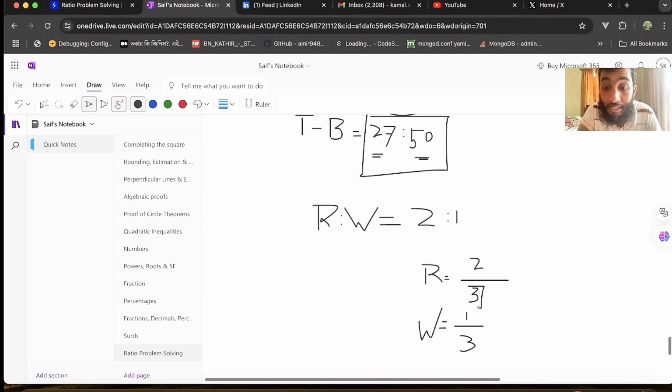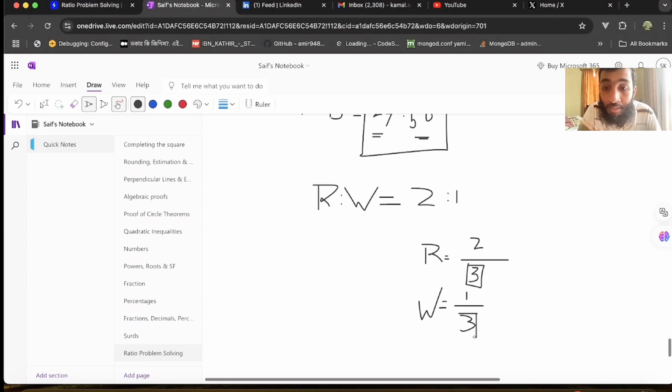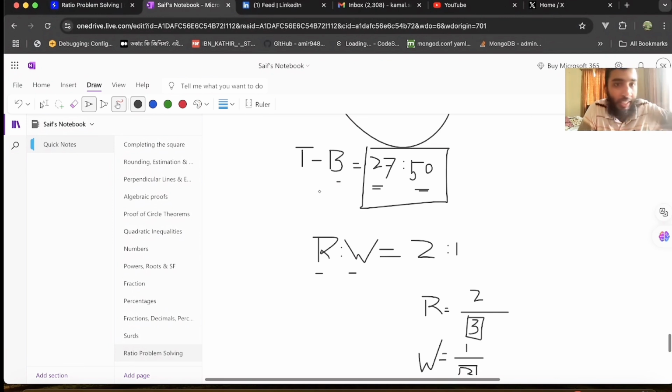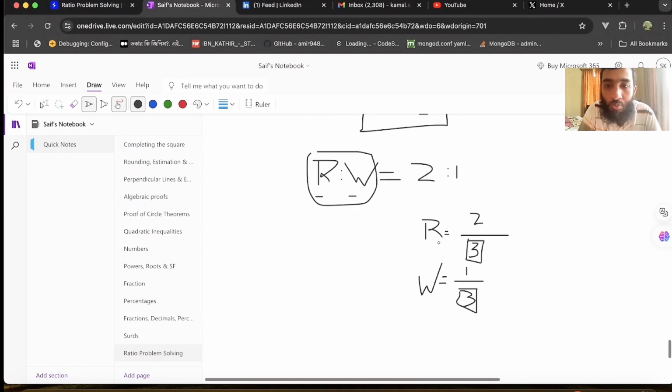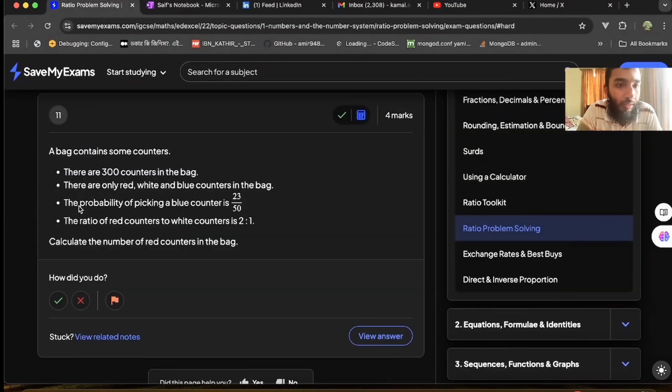So if the total is represented as 3 in terms of only red and white, excluding blue, we take blue aside, we take only red and white, which is the other two, we have the ratio 2 is to 1, where red is this part and white is this part. Keep that in mind that only red, white and blue are in the bag. So we have been given blue, which is 23 by 50. So the rest, meaning red and white, is 27 by 50.